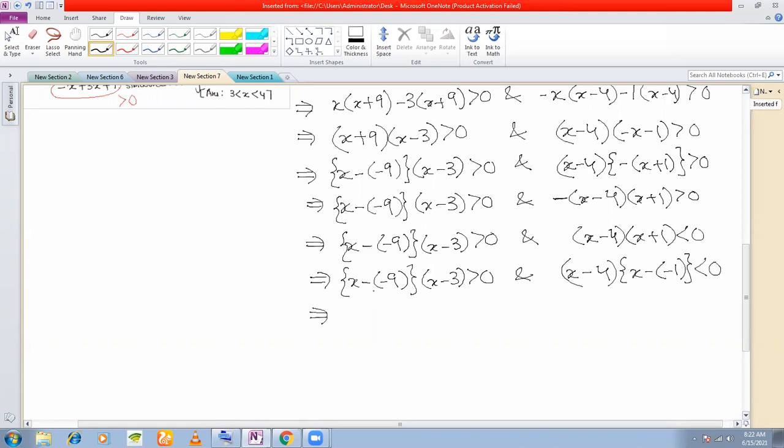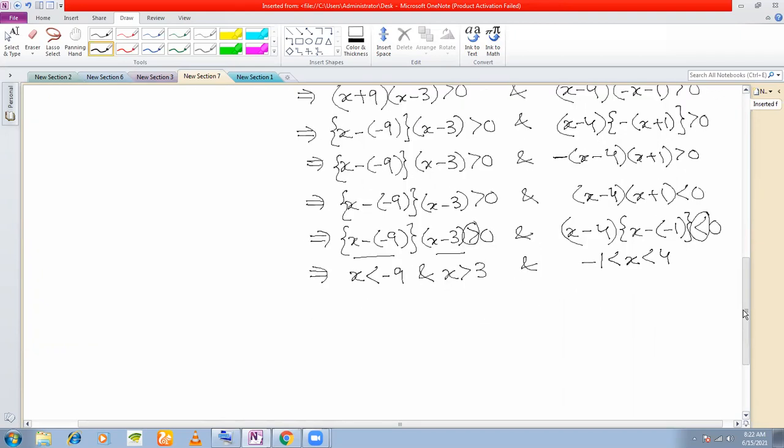So what does this mean? Now see here, if you put this equal to 0 and this equal to 0, you're going to get x is equal to minus 9 and x is equal to 3. Also, you see that there is a greater than sign. That means x must be less than minus 9 and x must be greater than 3. And from here, if you put x minus 4 is equal to 0, you get x is equal to 4. And if you put x minus of minus 1 is equal to 0, you get x is equal to minus 1. And you see that there is a less than sign here. That means x must lie between minus 1 and 4.